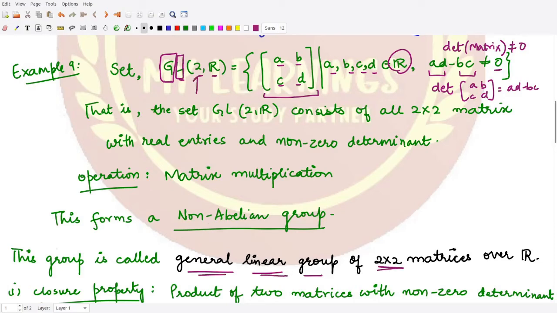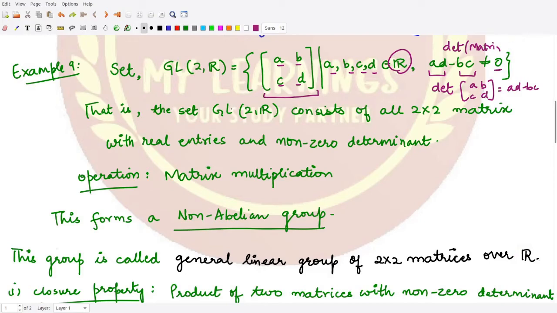So this 2 represents the order of the matrix here. So it is a 2 cross 2 matrix, and all the entries are taken from the set of real numbers. So that means A, B, C, D are taken from the set of real numbers. So this symbol tells you everything about this set. So this is a general linear group of order 2 where the entries are being taken from the set of real numbers, right? So this is the set in this case.